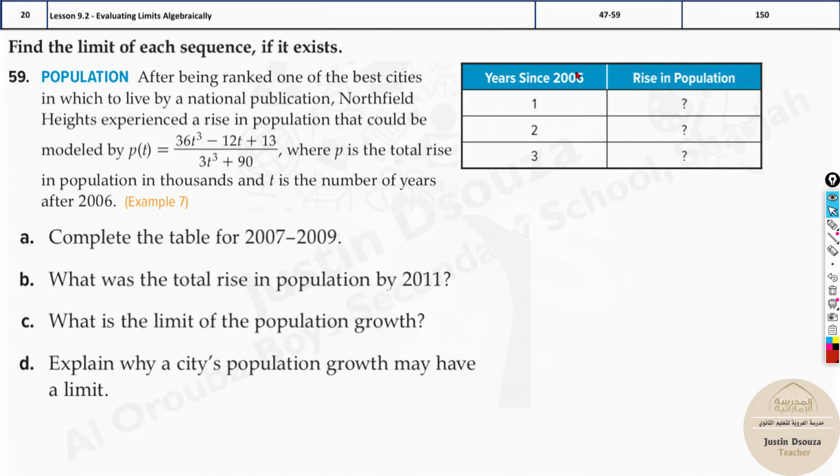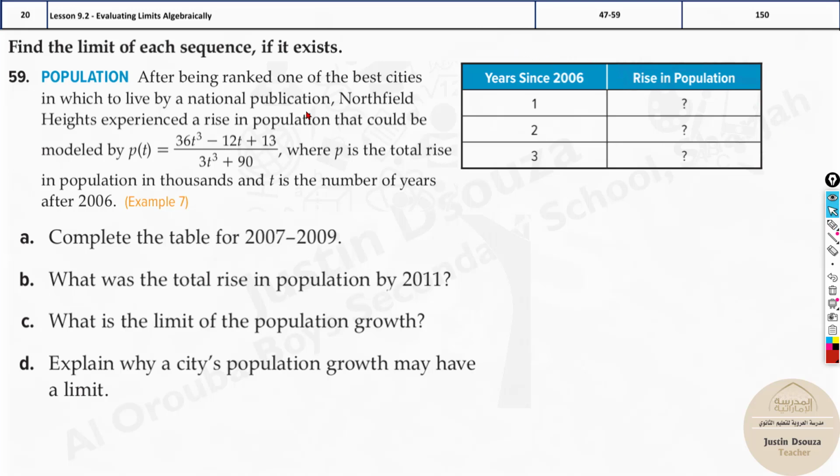We have a real world problem, and this is the last problem in the entire writing part. It is about population. After being ranked one of the best cities in which to live by a national publication, Northfield Heights experienced a rise in population that could be modeled by this particular equation, where P is the total rise in population in thousands and T is the number of years after 2006.